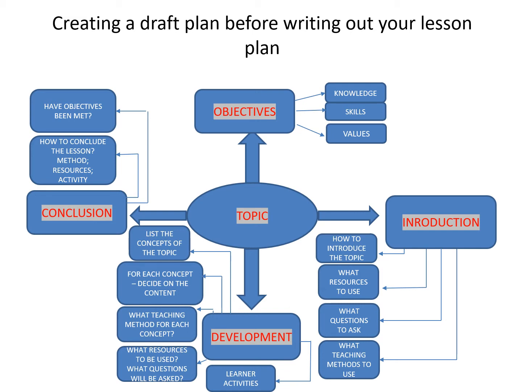The specific aim, also referred to as the purpose of the topic, in other words, why are we teaching this topic? The next important thing are the objectives of the topic. In other words, what do you want to achieve at the end of the lesson? Slides 12 and 13 explain the three important things that learners should achieve at the end of a lesson. That is knowledge, skills, and values.